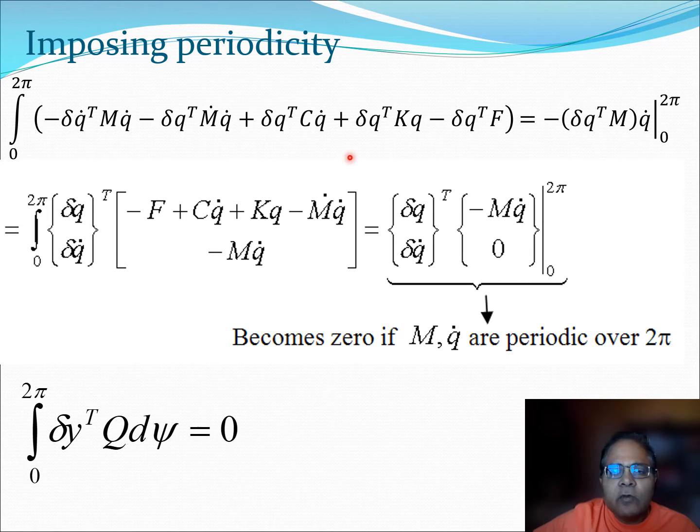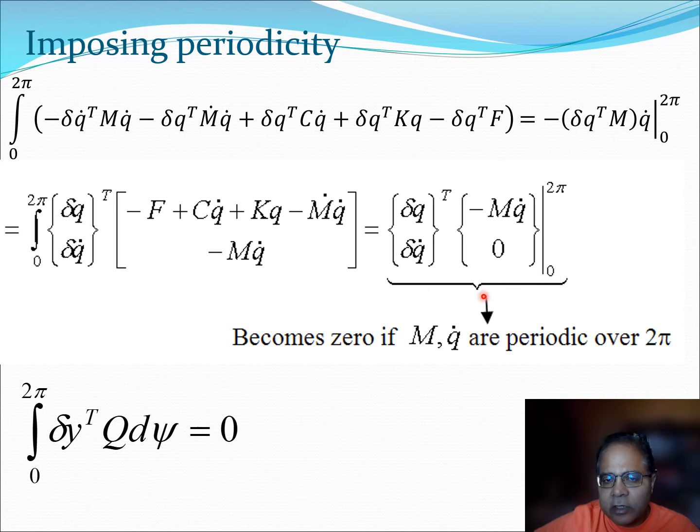Now if you look carefully here, we split this into delta q and delta q dot. All these terms are delta q terms except one term which involves delta q dot, and the delta q dot is the term which involves m q dot here. So the m q dot has come here and there is a 0 here, and all the q terms have come here. So there is a negative f, there is a c q dot, there is a k q, and there is a negative m dot q dot here. So that's how we get this equation.